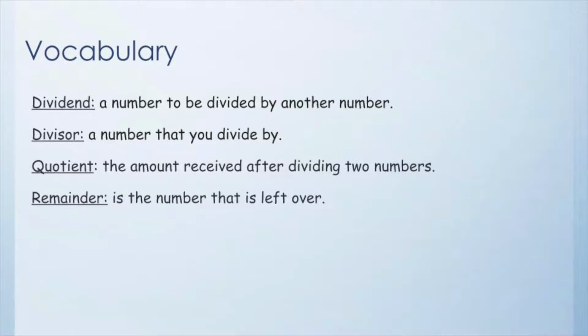Our vocabulary is dividend, a number to be divided by another number. Divisor, a number that you will divide by. Quotient, the amount received after dividing two numbers. Remainder is the number that is left over.